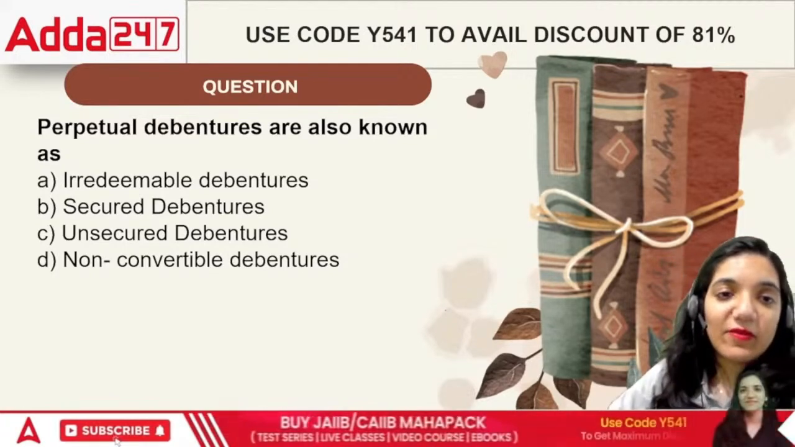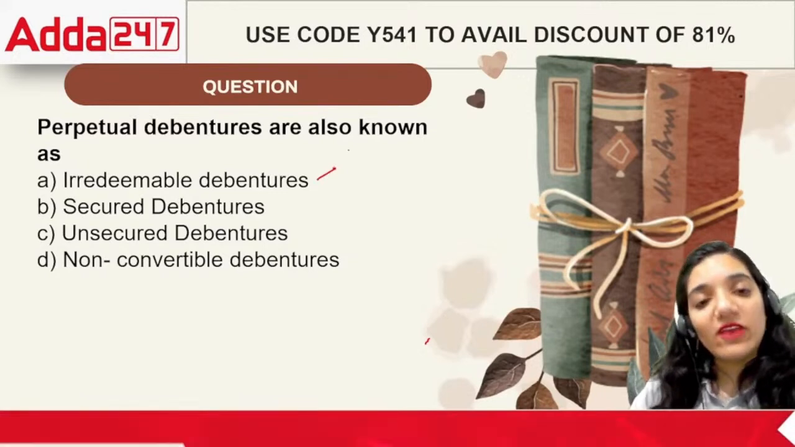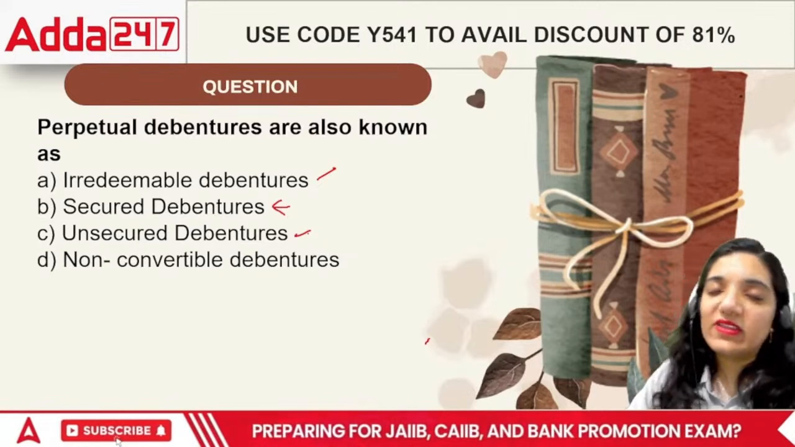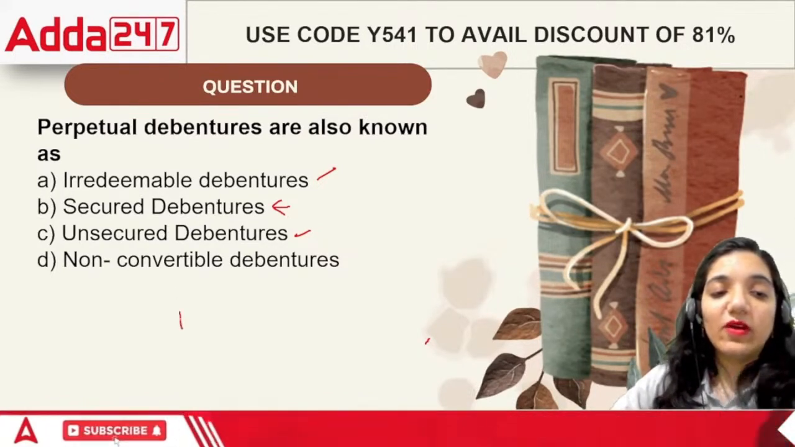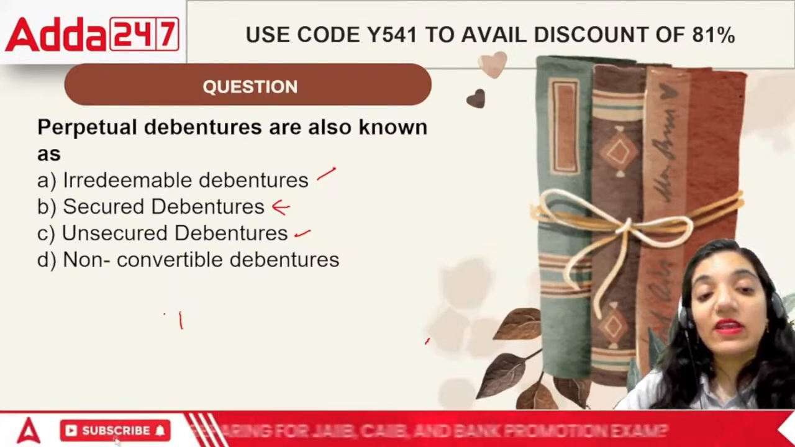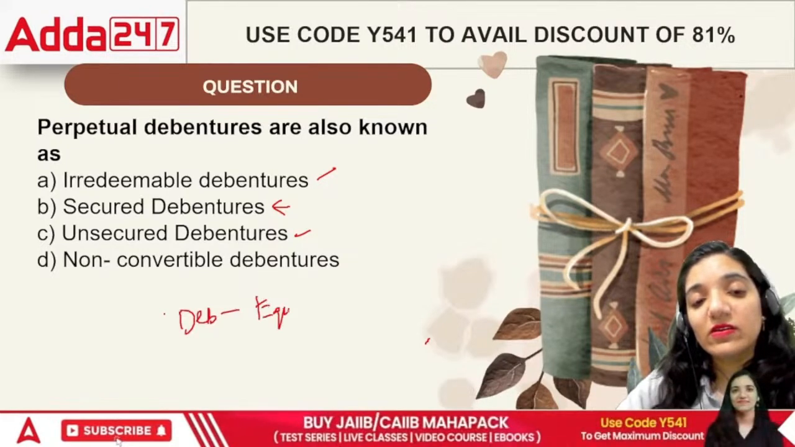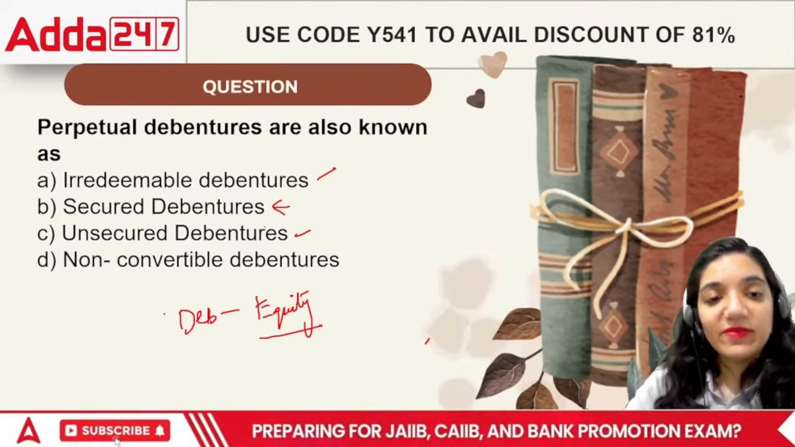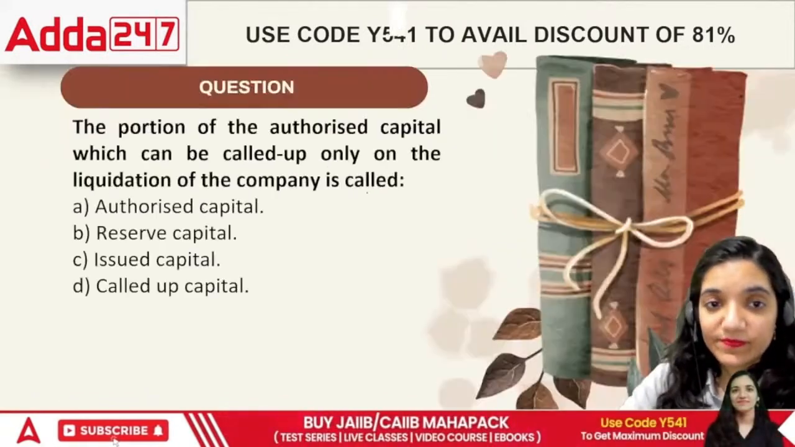So the different kinds of debentures are irredeemable, which are not supposed to be paid off till the end of life of the company; secured, which is given with security; unsecured, when there is no security involved; and non-convertible, which cannot be converted from debenture towards equity or preference. That is called a non-convertible debenture. So in this case, the correct answer is irredeemable debentures.